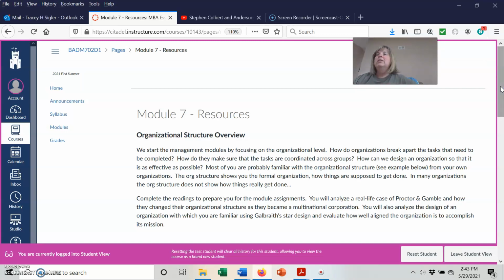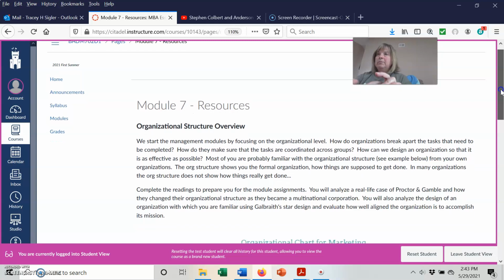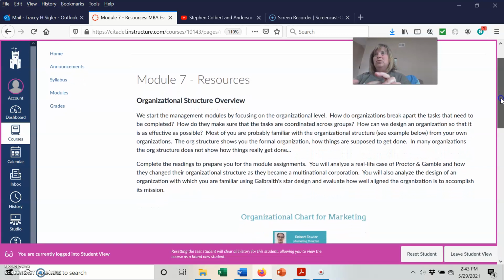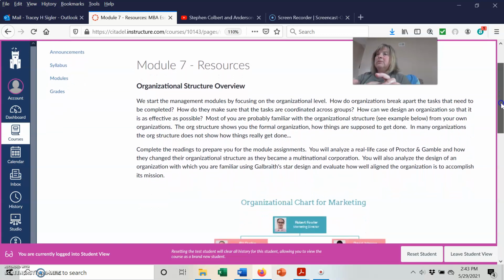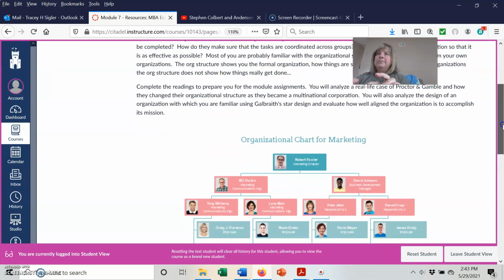In management, we look at the organization level, the team level or the group level, and the individual level. And that's kind of how the management modules are organized. So first we're going to look at the organization structure. How do we identify the tasks that have to be completed, break them up into individual jobs, and then make sure that people doing those individual jobs are coordinating?